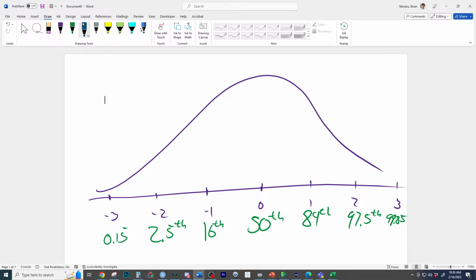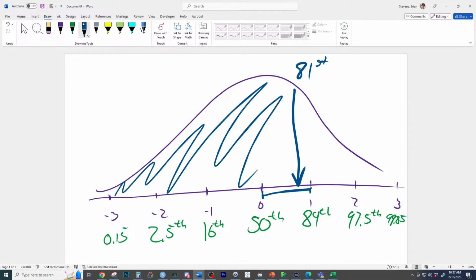Great answers, Jesse, right there. The top 19% of incomes is the 81st percentile, exactly. Because that means 81%. It's going to be over here somewhere. Does that make sense? This is the 81st percentile right here, not exactly, but we know it has to be between the 50th percentile and the 84th percentile. And this means 81% of incomes are below there.